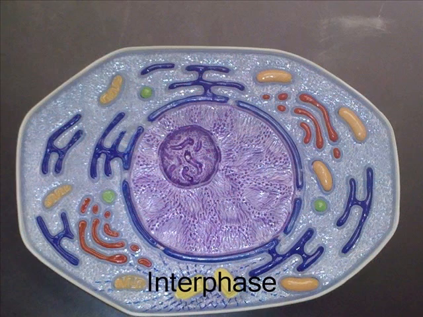The following pictures are those of models of what a typical cell might look like. These pictures depict different phases of a cell's life cycle. Here, in interphase, is what a cell would look like during normal cell life, where it's growing and doing what it needs to do to help that organism survive.